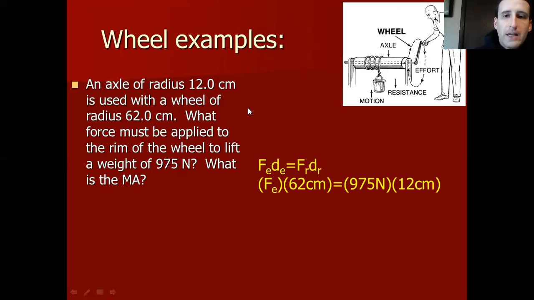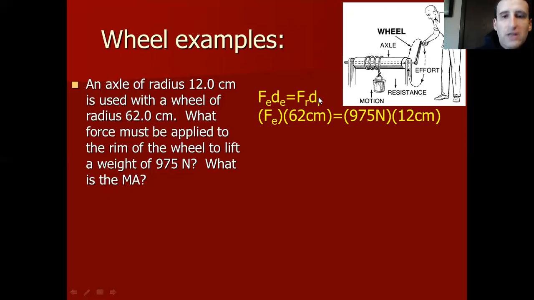So again, we take a look at F times d for effort and F times d for resistance. Again, those are going to be set equal to one another. The wheel is where the person puts in the effort most of the time. So we don't know the force on the wheel, right? That's the question. What force will be applied to the rim of the wheel? So we don't know the human effort force, but we do know that the wheel has a radius of 62 centimeters, the axle has a radius of 12 centimeters, and the weight hanging on the axle is 975 newtons. So we've got three of our four numbers. Multiply those two together, divided by the 62. So we got 11,700 newton centimeters divided by 62 centimeters.